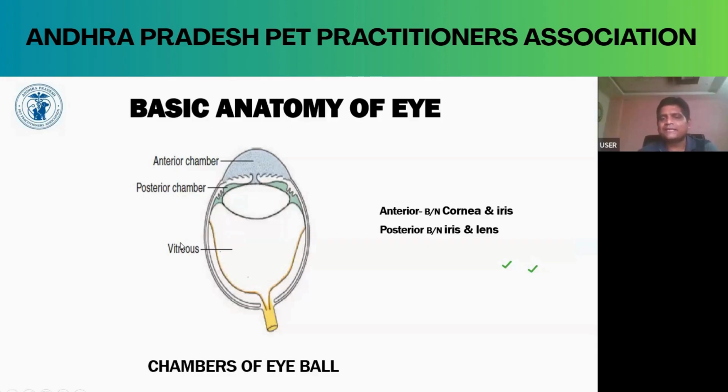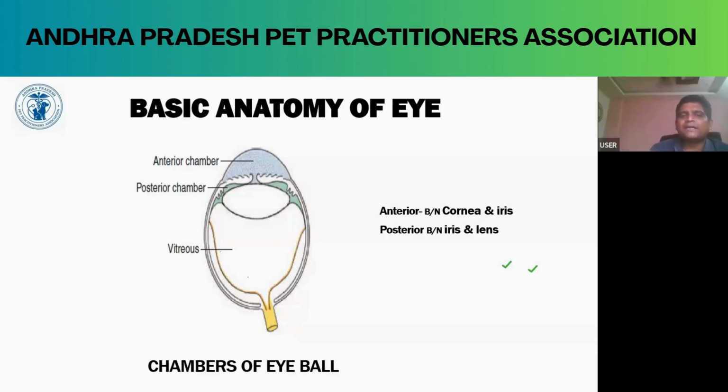So among these three, the vitreous is the largest one. What is the function of the vitreous? The vitreous will nourish the entire eyeball, especially the retina, and it also gives the shape of the eyeball. So coming to the anterior chamber and the posterior chamber.